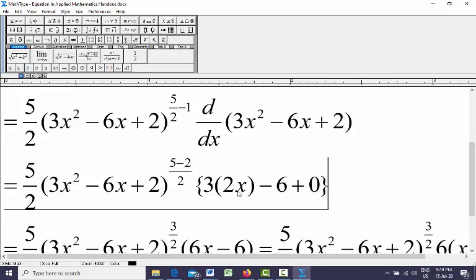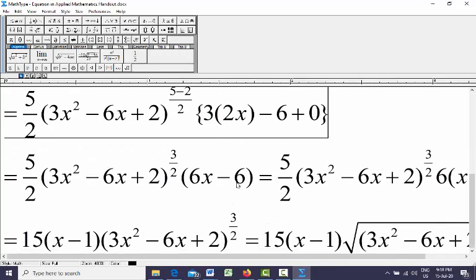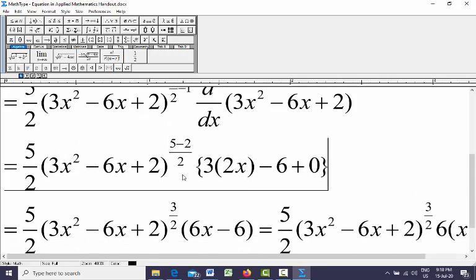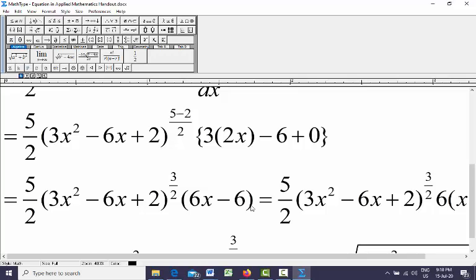Right. So now what do we get? 3 multiplied by 2x, we get 6x minus 6, and from here we get 5 minus 2 over 2, that means 3/2. So that's what we get. Now as you can see here, we have 6x minus 6. We can take 6 common. Differentiation is done. Now we can simplify. So we can take 6 common here.